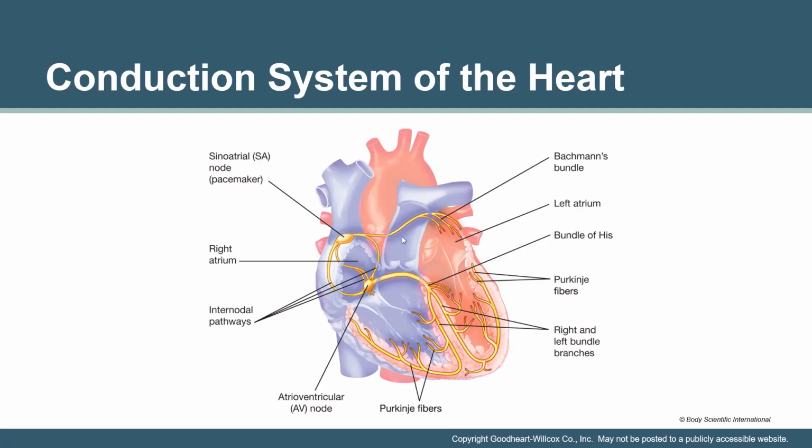Another portion here that comes off of the SA node is Bachmann's bundle, and that's going to help that left atrium contract.